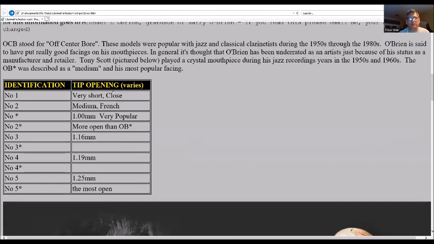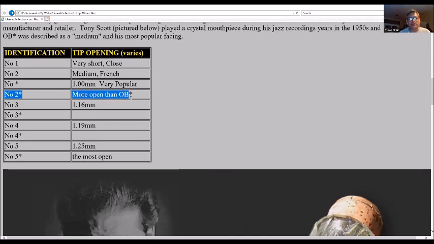Identifications, we have number one, very short close, two, medium French. The star is 1 millimeter, very popular. Two stars, more open than the off-center bore. When you see OCB, that stands for off-center bore. I don't really know what it means by off-center bore because the bore is centered. So go figure that. Two stars more open than the OB star.